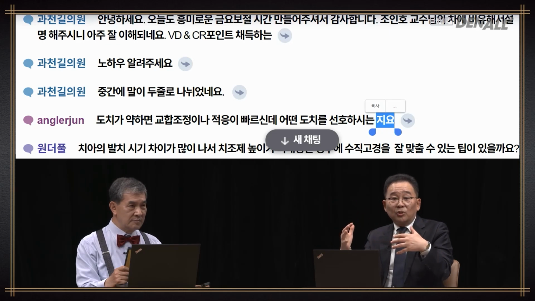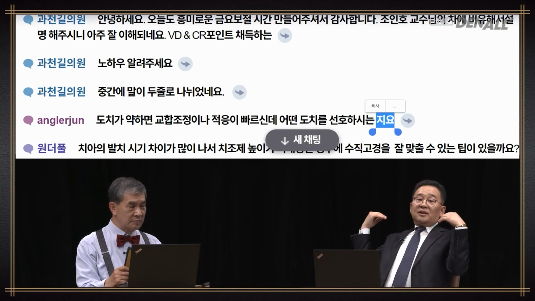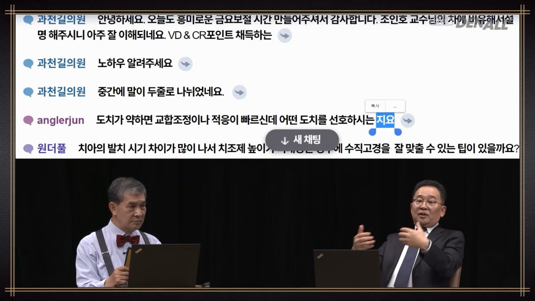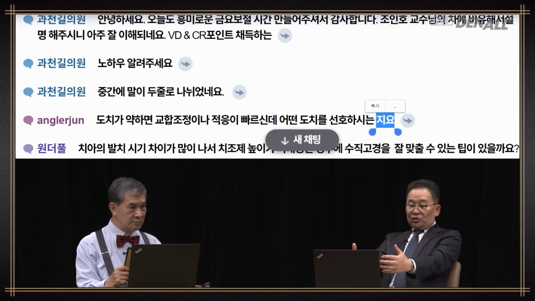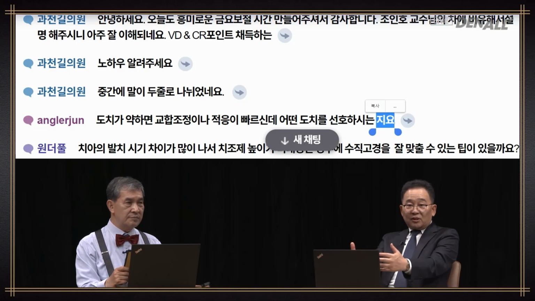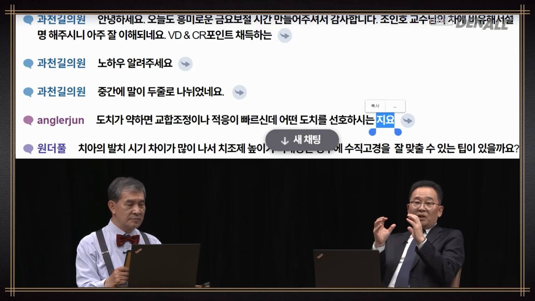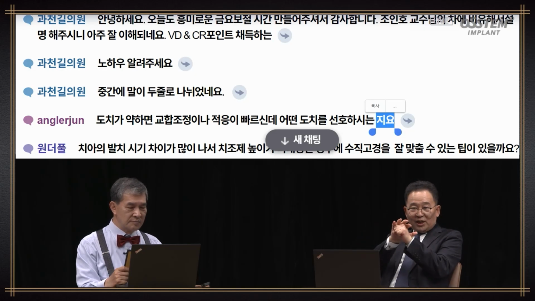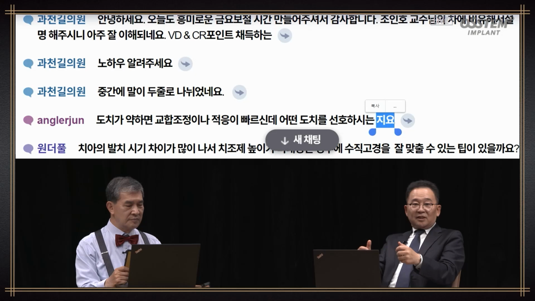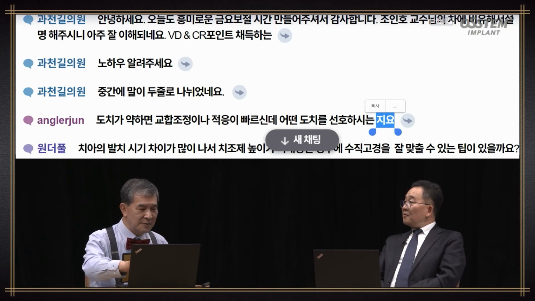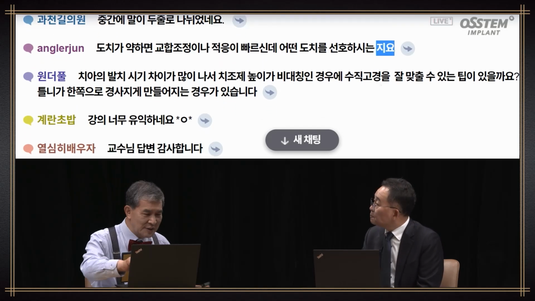In the case of CR, I have the patient lie down. I have the patient relax, and under the control of the dentist from the back, the patient closes the mouth. Rehearsal is done several times. You have the patient relax, and the registration is done so that force is applied so the patient cannot close the mouth.